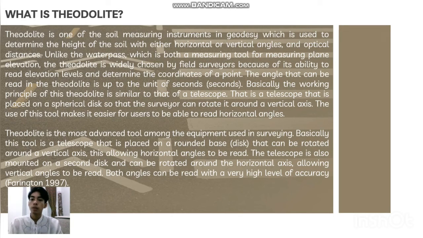The use of this tool makes it easier for users to read horizontal angles. Theodolite is the most advanced tool among the equipment used in surveying. Basically, this tool is a telescope placed on a rounded base or disc that can be rotated around a vertical axis. This allows horizontal angles to be read. The telescope is also mounted on a second disc and can be rotated around the horizontal axis, allowing vertical angles to be read. Both angles can be read with a very high level of accuracy. Farrington, 1997.